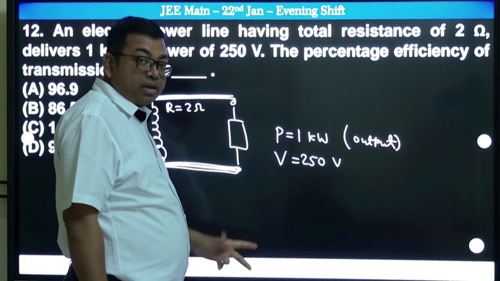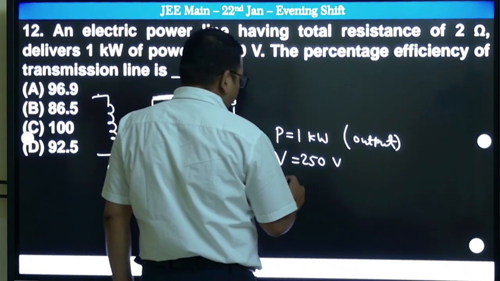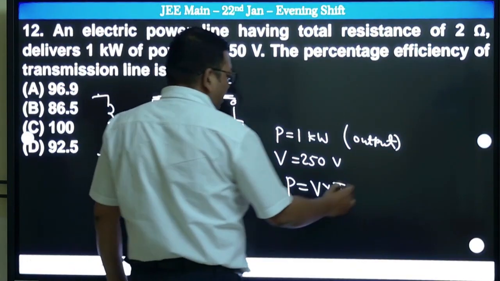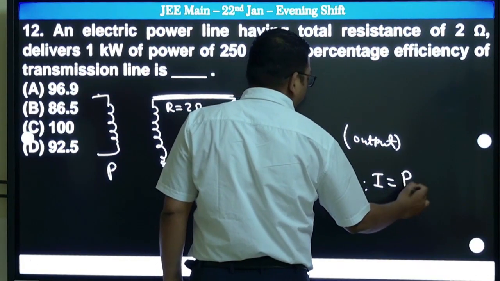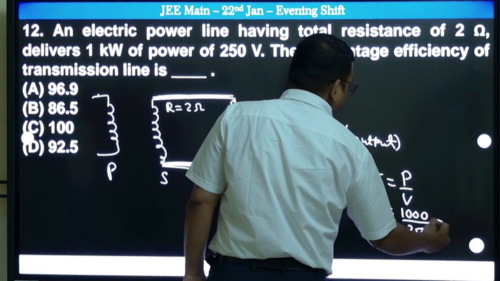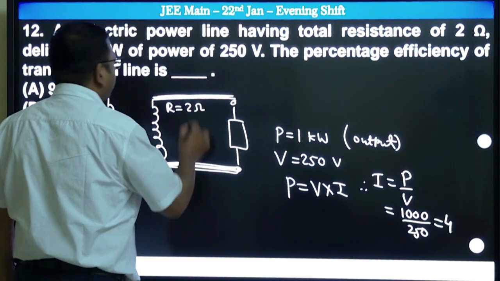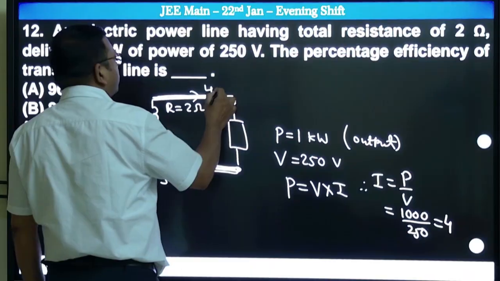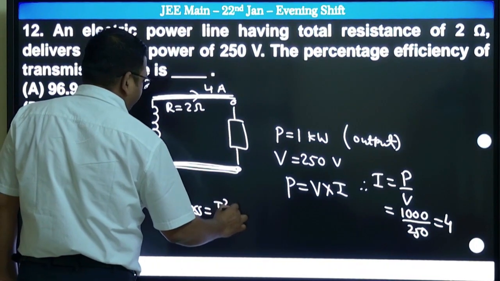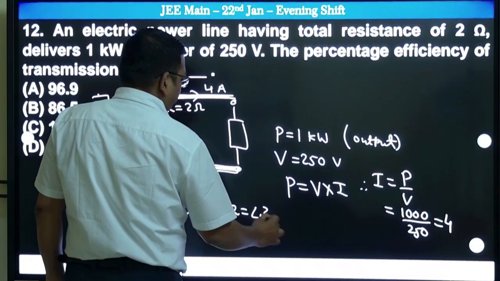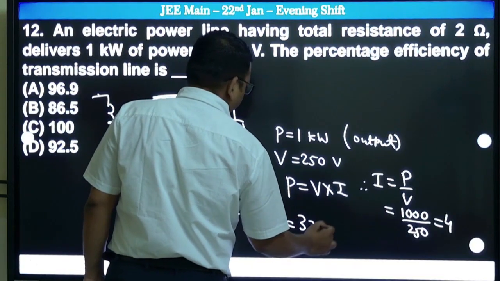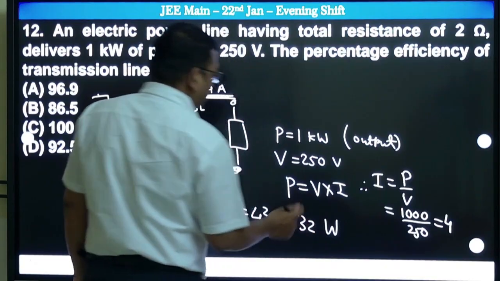So for that, I square R, we need to calculate the current. P is equal to V into I. Can we use that? So current we can calculate from here, I is equal to P by V. If I take 1000 by 250, that means 4 ampere current is flowing. So because of that 4 ampere, how much loss happens? Loss is I square R. So 4 square into this resistance 2, so 4 square 16 into 2, 32 watt. 32 watt is loss.